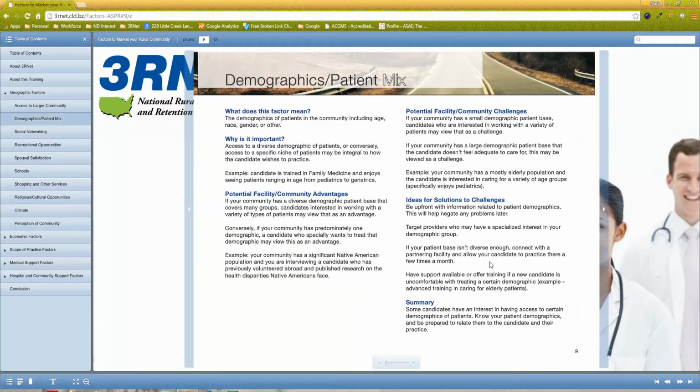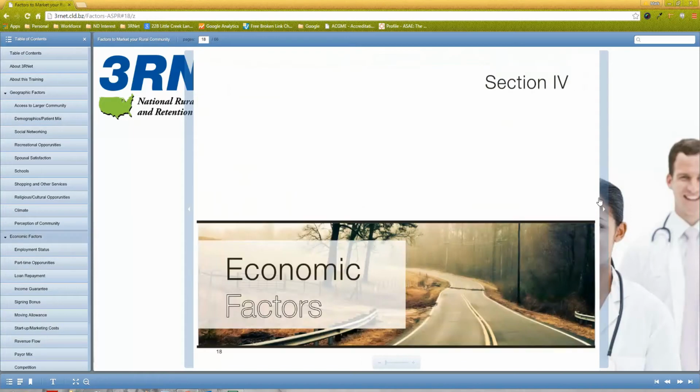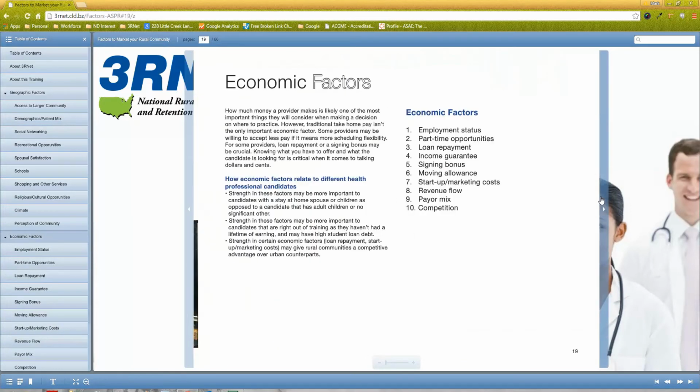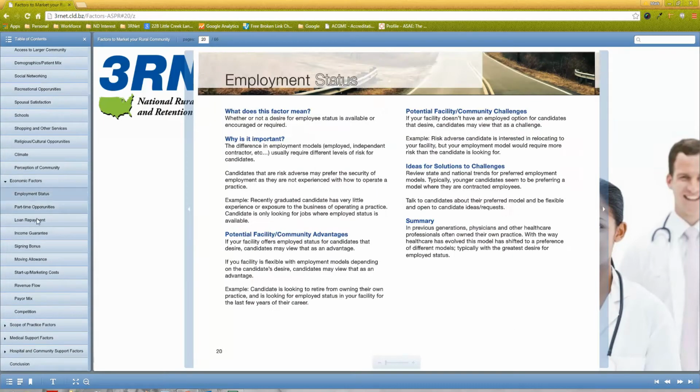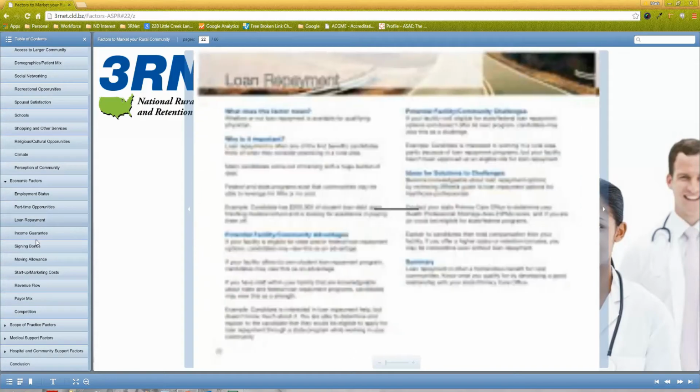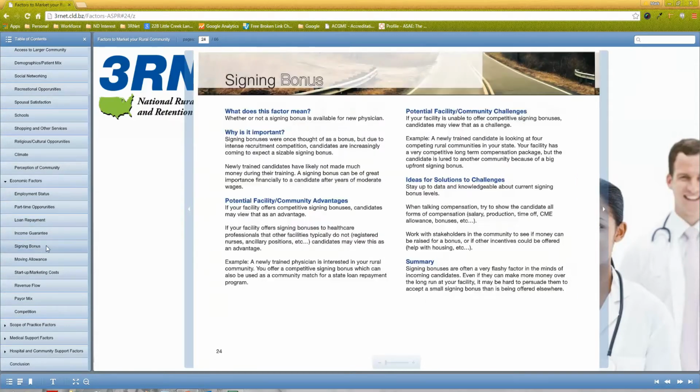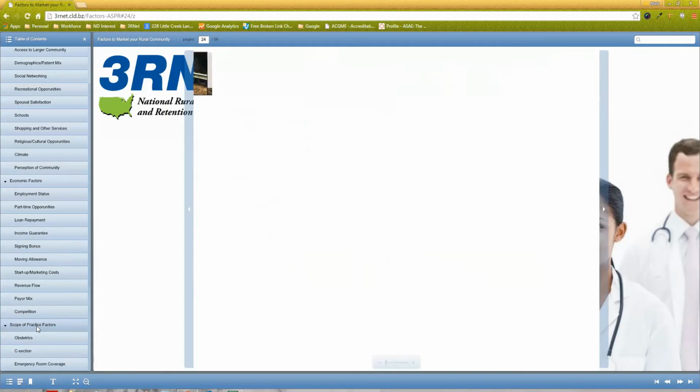So hopping into economic factors, again the same thing. Economic factors, it breaks up a page just on what are economic factors, and then you can scroll through and look at things like employment status, loan repayment, signing bonus, etc. Then the next class of factors after economic is scope of practice.